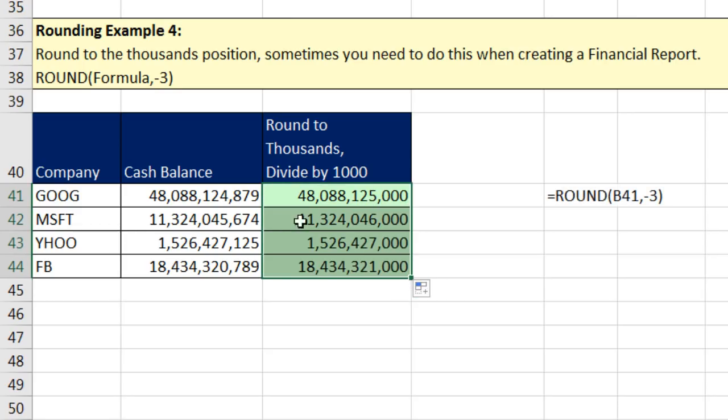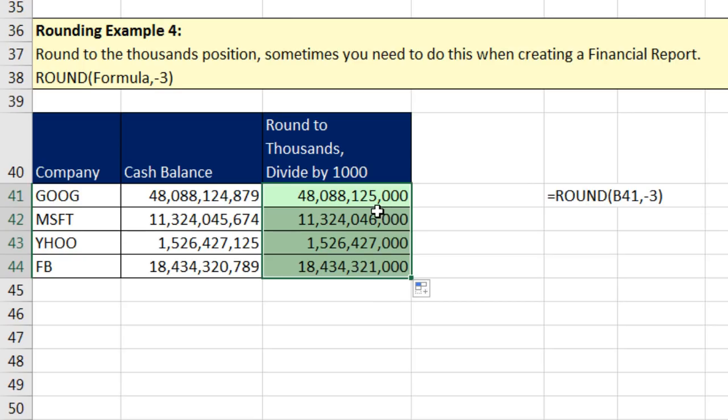Now, notice what it did. It picked the position. There it was, the 4. It looked to the right. That's 5 or more, so it added 1 to get 25. Now, if we round like this, and we're going to put this on a financial statement, we wouldn't want the zeros here. We would just write 48088 and then we would indicate that it's rounded by putting in thousands.